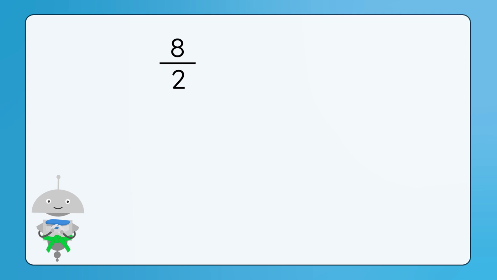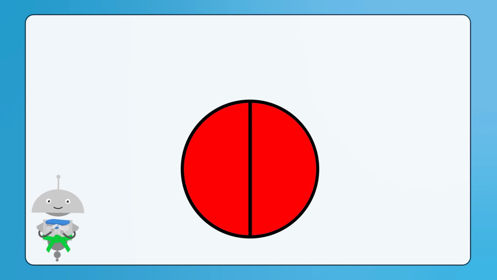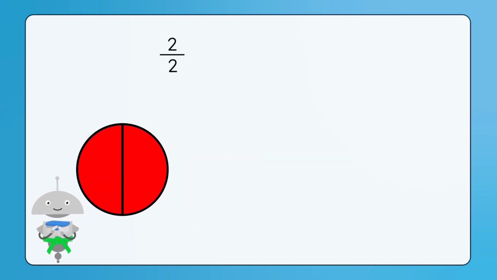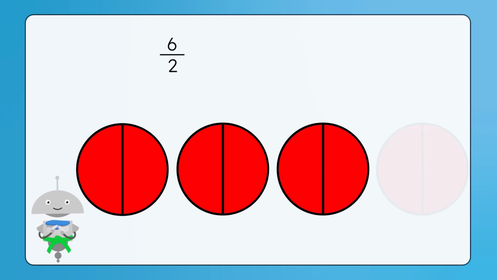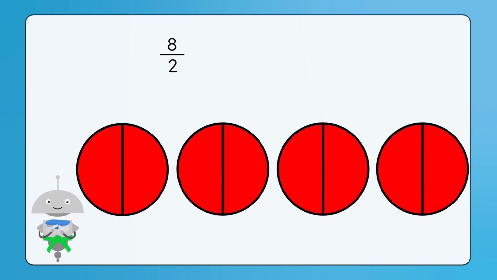We are working with halves, and we have 8 of them, or the improper fraction 8 halves. So, if we make a shape, break it into 2 equal parts, and shade both parts, that's 2 halves. Another shape broken in half, that's 4 halves. Another shape is 6 halves, and one more is 8 halves.